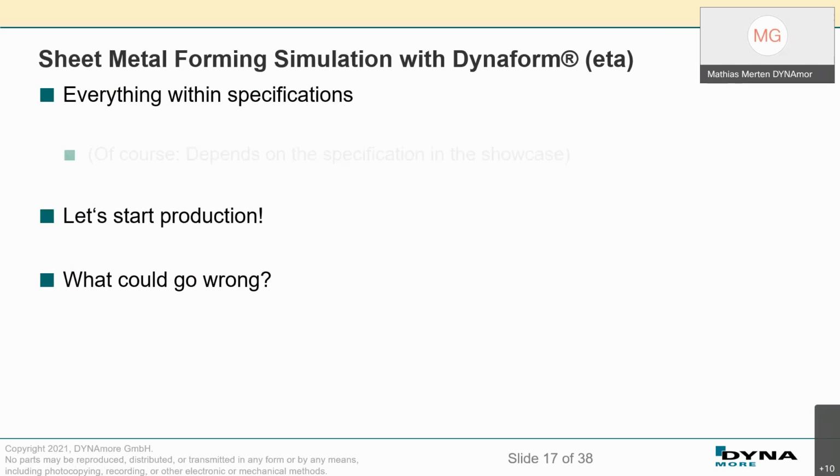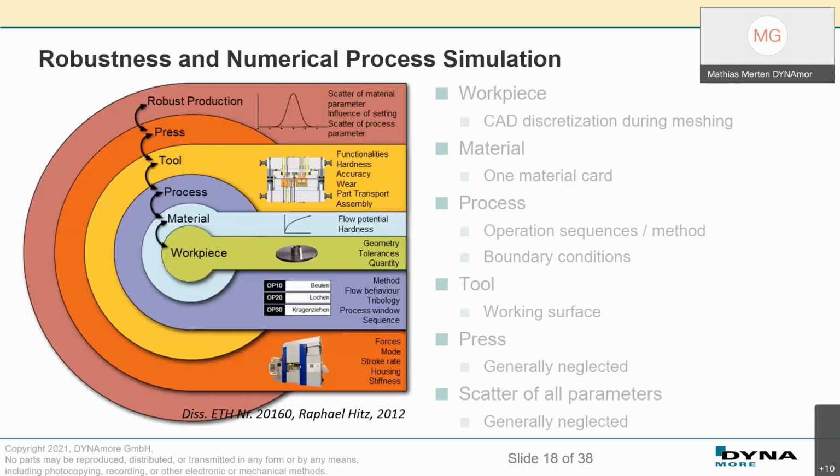Well, a lot. If you're looking into literature for robustness in metal forming, you may find this picture, which I have taken from a PhD work, and it shows the influencing factors of a sheet forming simulation or of a sheet forming process in general. So there is a workpiece with its geometry and tolerances. Of course, there's a material. There are the process parameters, like the tribology, which isn't constant maybe.